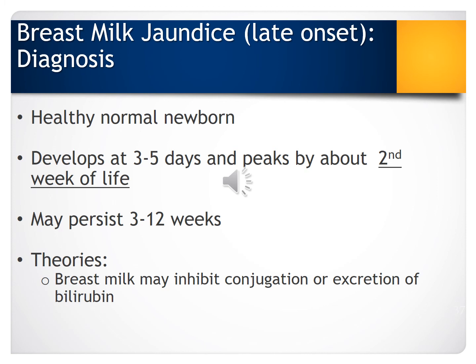Breast milk jaundice is rare and it has a late onset. It usually peaks around 2 weeks of life in an otherwise normal breastfeeding newborn. There are theories as to why this occurs, that breast milk may inhibit conjugation or excretion of bilirubin. But again, the diagnosis is made in breastfeeding newborns who are otherwise healthy, where there is no other cause of the jaundice being noted.